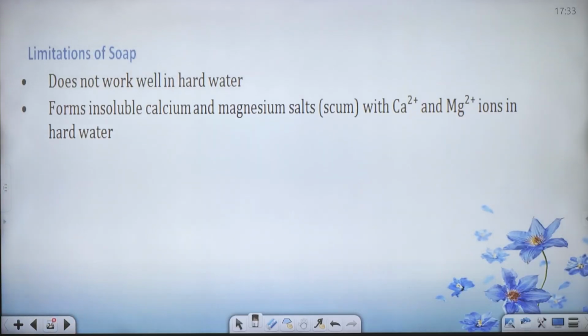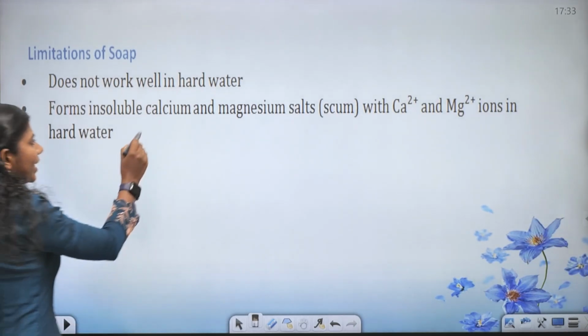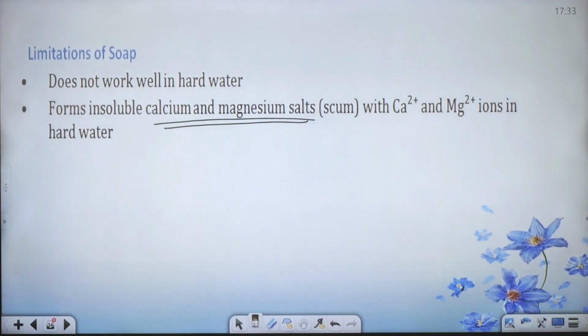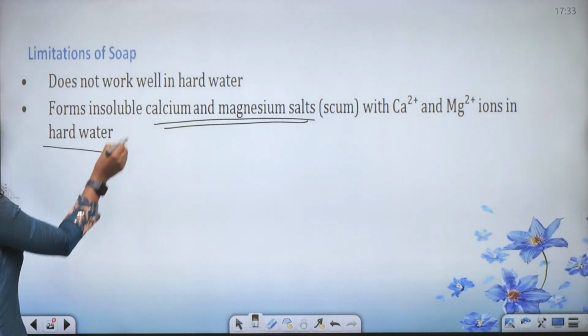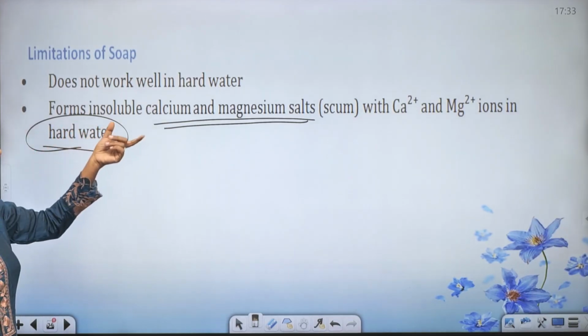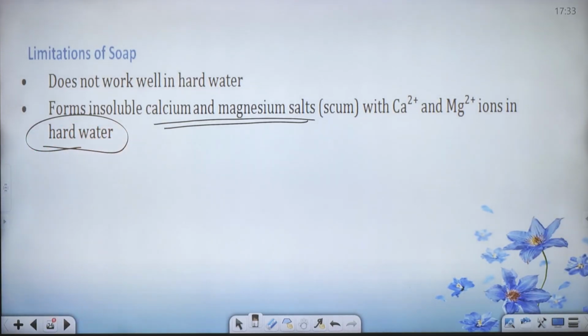Then limitation of soap. It does not work well in hard water. Soap works well only in soft water. It forms insoluble calcium and magnesium salts with Ca2+ and Mg2+ ions in hard water.